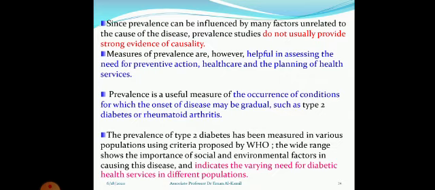The prevalence of type 2 diabetes has been measured in various populations using the criteria proposed by the World Health Organization. The wide range shows the importance of social and environmental factors in causing this disease and indicates the varying need for diabetic healthcare services in different populations.